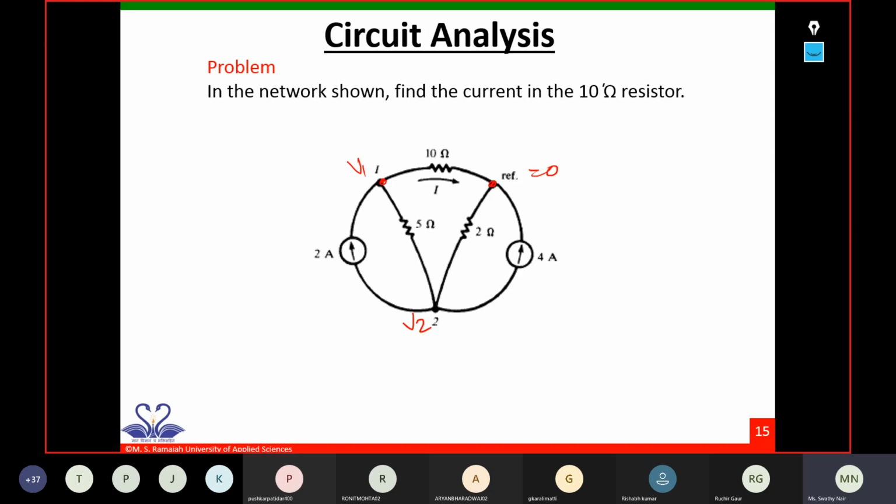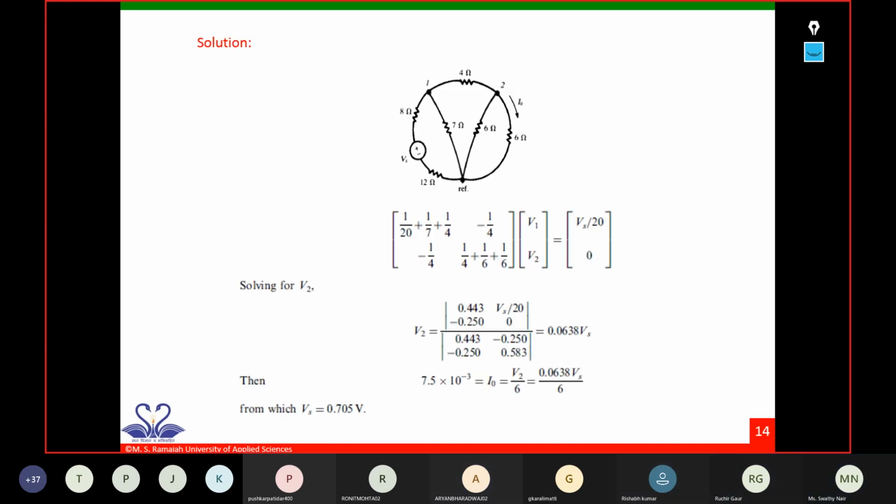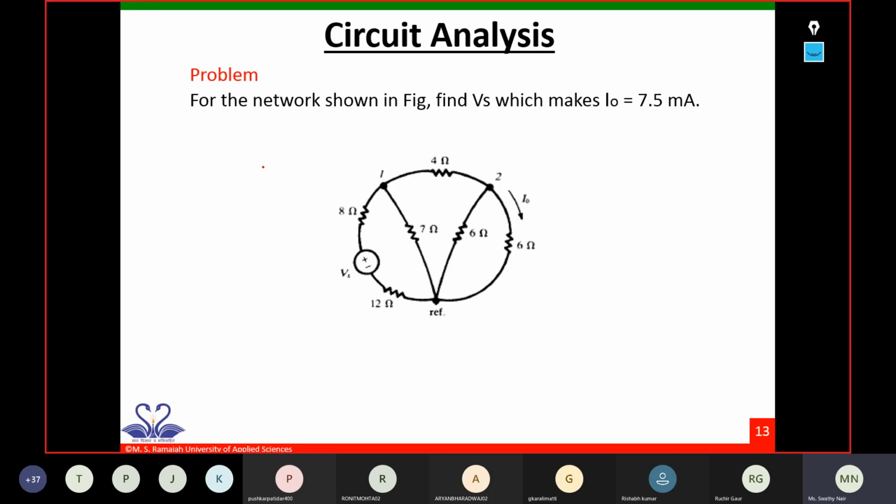Finished? Diagram? Yes, ma'am. This one also you take down as homework. For the network shown, find Vs which makes I0 equal to 7.5 milliamps. So you have to write the equation, then you have to substitute I0 equal to 7.5 milliamps. You want to do this problem in class? Okay, we'll do this problem in class. Then one more I will give as homework. This you take down now. We will do it now.